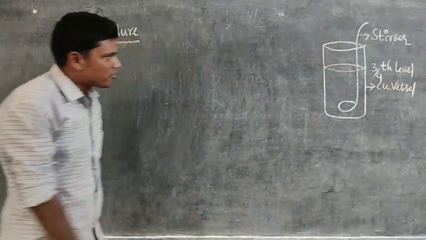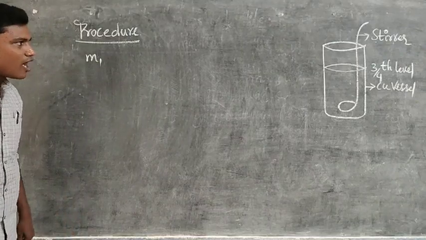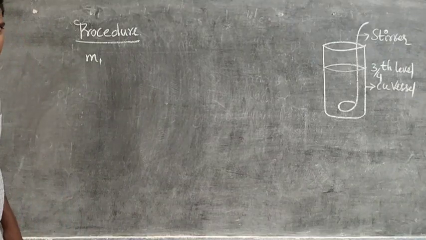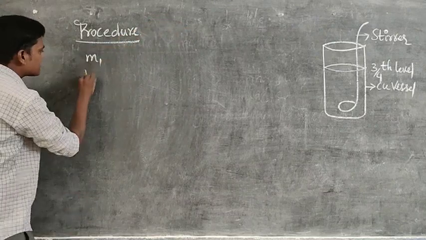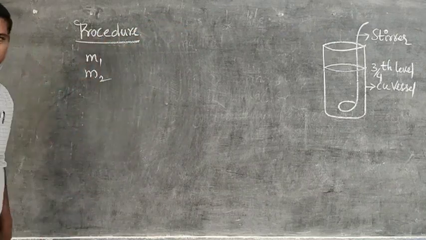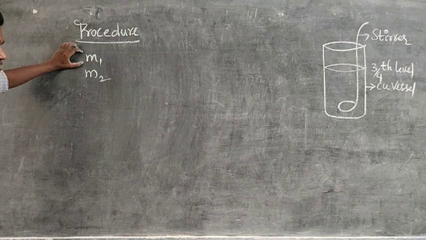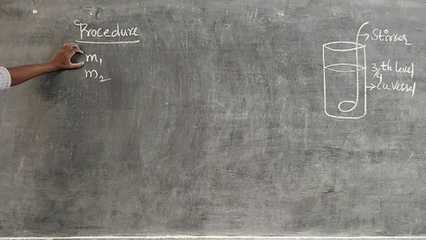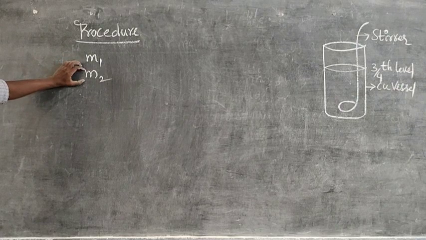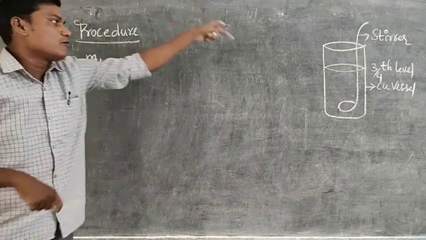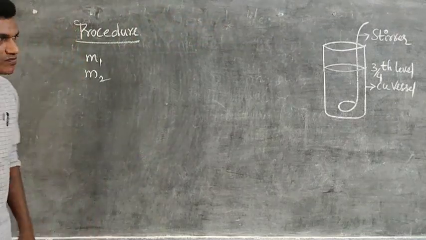Now the calorimeter is filled with water up to 3/4 level, and we measure its mass and note it as M2. M1 represents the mass of the empty calorimeter only. M2 represents the mass of the calorimeter and water.